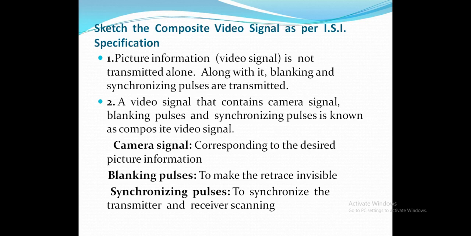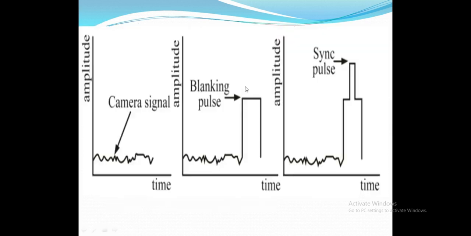In the previous class we discussed the formation of the picture, the need for horizontal and vertical scanning, the frame and field frequencies, and the vertical and horizontal synchronizing and blanking pulses. We have also discussed the composite video signal and the different pulses in it. In this class, we are going to discuss the composite video signal as per the ISI specification.